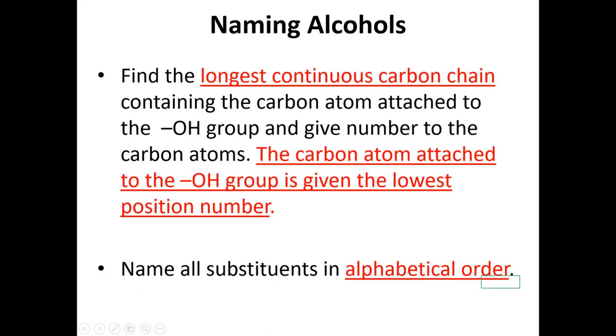How to name the alcohol? For naming the alcohol, the first step is to find the longest continuous carbon chain containing the carbon atom attached to the hydroxy group and give numbers to the carbon atoms. The carbon atom attached to the OH group is given the lowest position number. After that, you need to name all the substituents in alphabetical order.